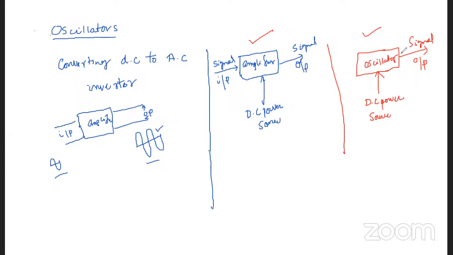So if you see next, the different types of oscillators. Otherwise, we can say: what are the essential things which we require in the case of the oscillator? So what are the essentials of a transistor oscillator?